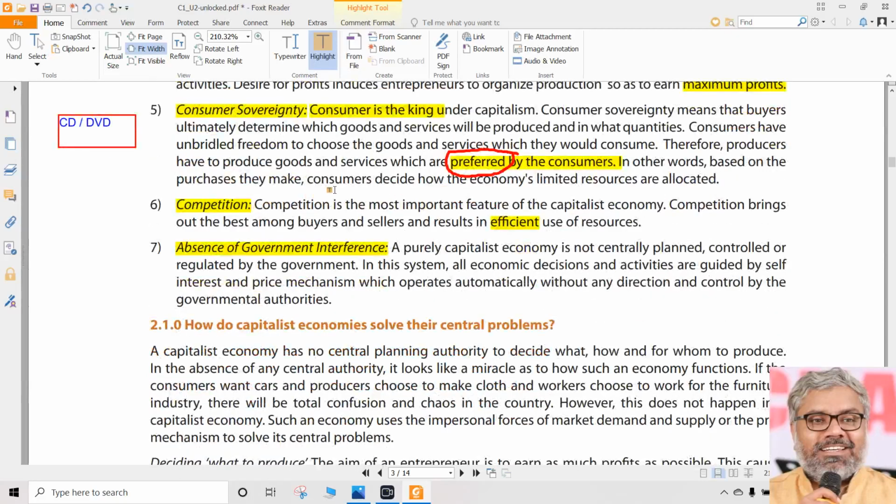Consumer sovereignty exists because ultimately whatever is preferred by the consumer is what the producers have to cater to. No option for them in capitalism. And competition is a very important feature of capitalism, which brings out better efficiency and better usage of resources. And another very important factor in capitalism is the absence of government interference.